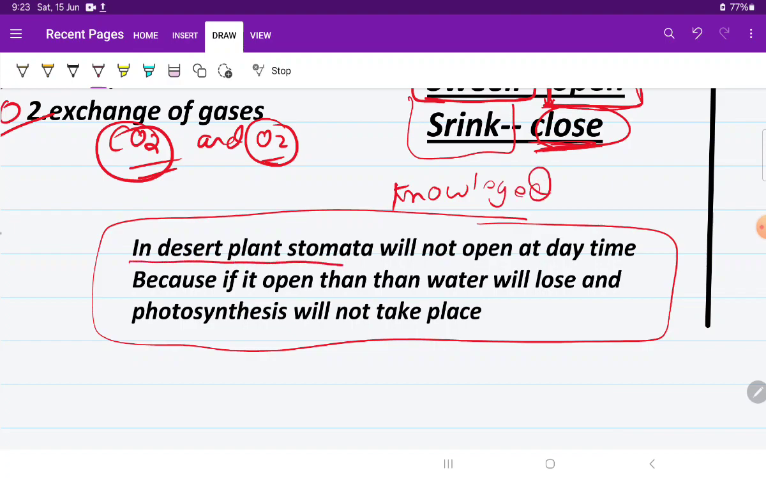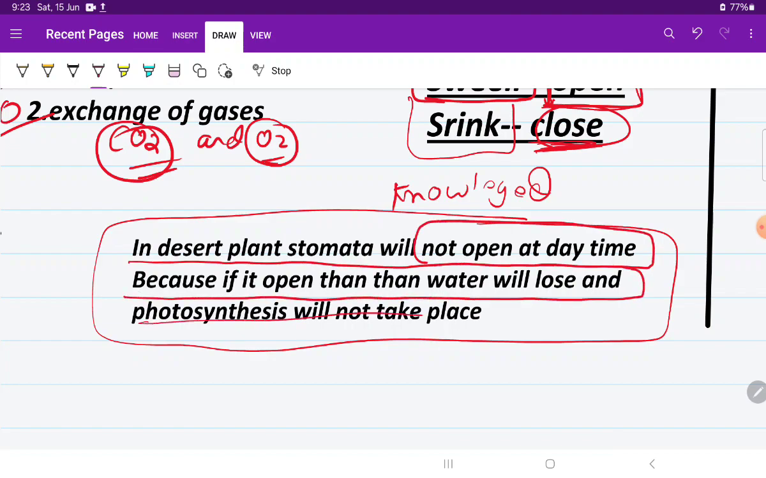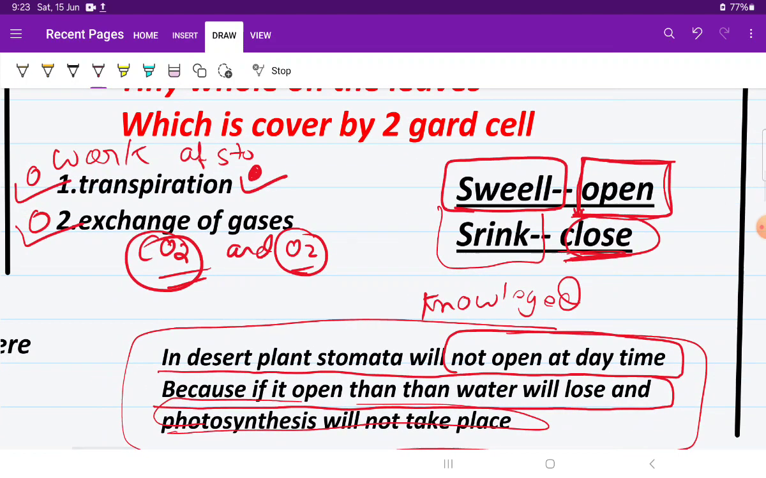In desert plants, the stomata will not open in the daytime, because if they open, water loss will take place and photosynthesis will not take place. I hope there is a question in your mind. If the stomata do transpiration and exchange of gases, then in desert plants there is no water, so how does transpiration happen? If transpiration takes place, the small amount of water will also reduce. Okay, so there is an answer in this video.